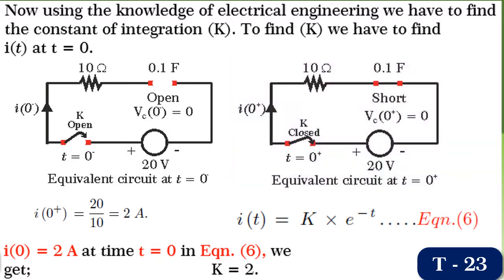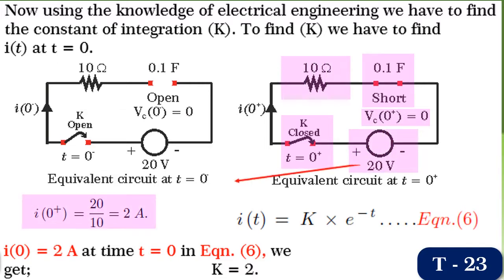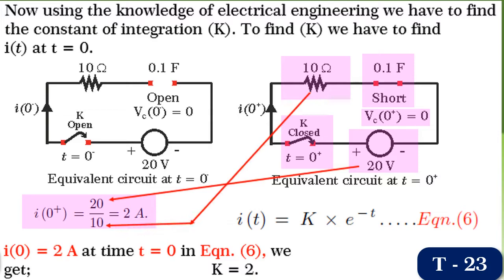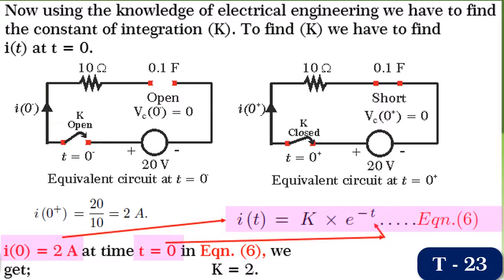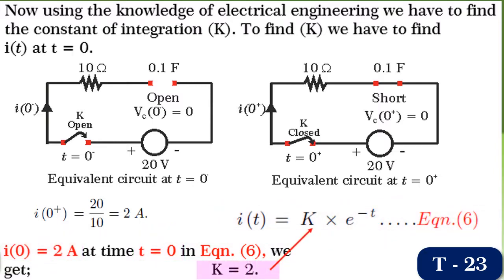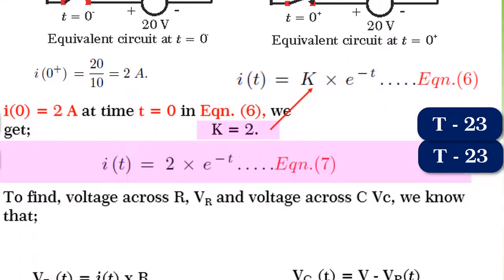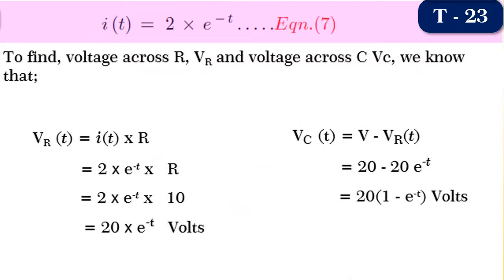At t equal to 0 plus, switch K is closed, the capacitor C is short, since Vc(0+) is equal to 0. So, I(0) is equal to 20 divided by 10, which gives us 2 amperes. Now, by substituting I(0) equal to 2 ampere at time t equal to 0 in equation 6, we get K is equal to 2. Putting this value of K in equation 6, we get I(t) is equal to 2 e to the power of minus t, let it be equation 7, and this is the complete solution for I(t).